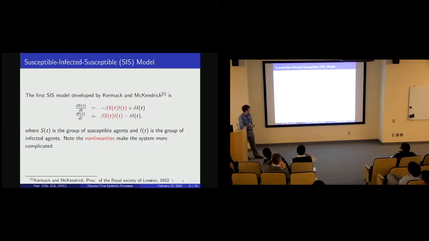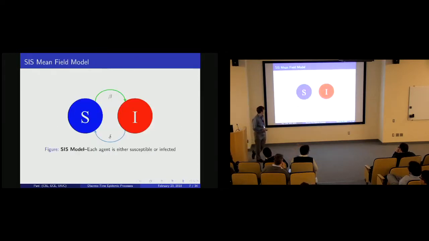And note that these nonlinearities make the analysis more difficult. It's nonlinear in the state, but we usually have a constraint on the population, so you say S plus I equals N, so then this becomes quadratic in I, or S, depending which side you go. So the idea is that individuals can jump back and forth from being susceptible to infected at a rate beta, or from infected to susceptible at a healing rate delta.